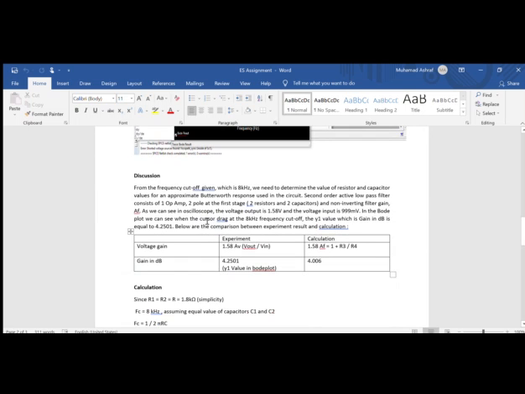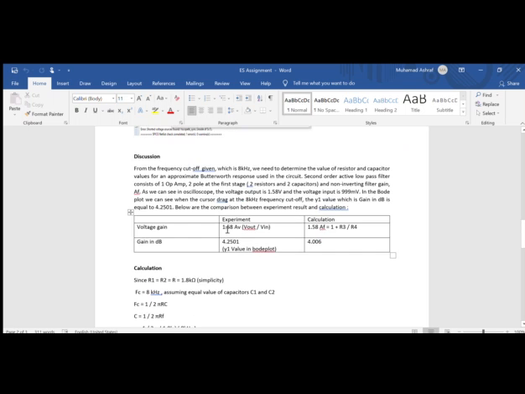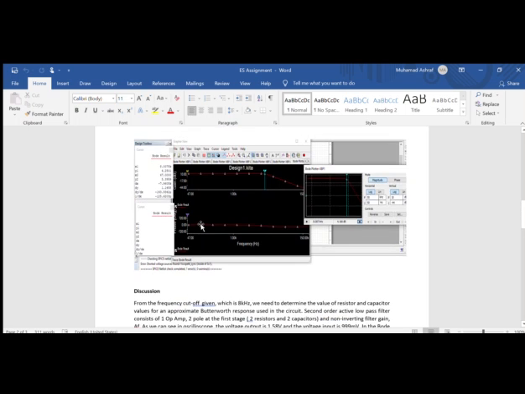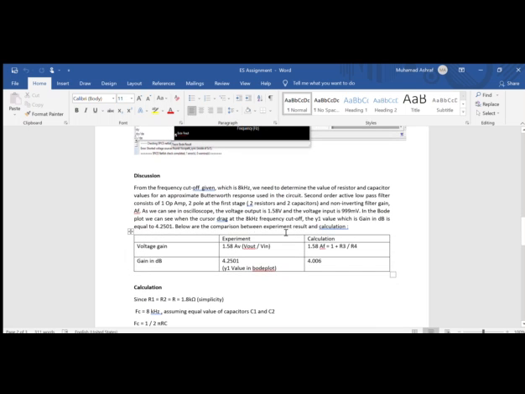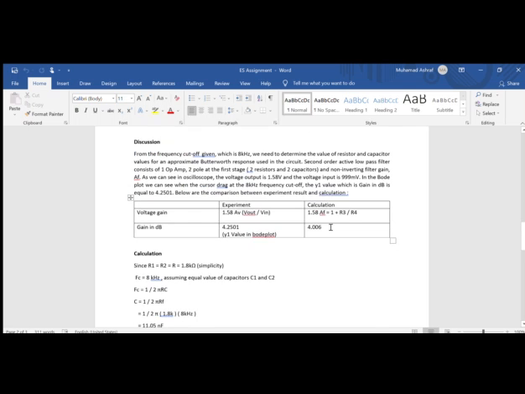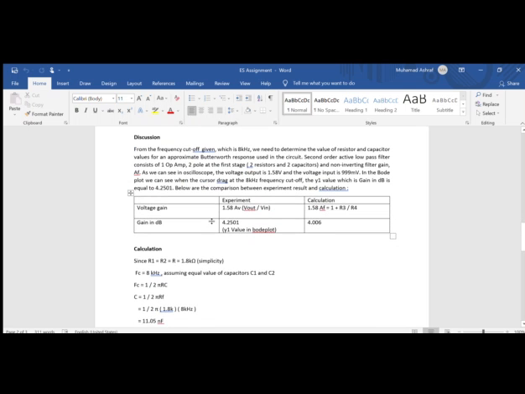As we can see, the output voltage is 1.5 V and the input voltage is 9 in both plots. We can see the cursor right at the cutoff, and the Y1 value, which is the gain in dB, is 4.2501. Below is the comparison between the experiment result and the calculation. So this is the experiment, for gain in dB.